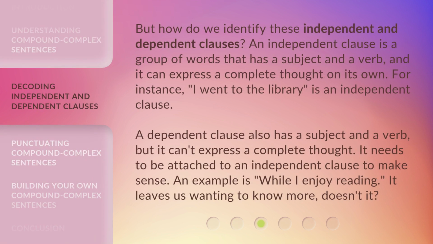But how do we identify these independent and dependent clauses? An independent clause is a group of words that has a subject and a verb, and it can express a complete thought on its own. For instance, I went to the library is an independent clause. A dependent clause also has a subject and a verb, but it can't express a complete thought. It needs to be attached to an independent clause to make sense. An example is, while I enjoy reading. It leaves us wanting to know more, doesn't it?